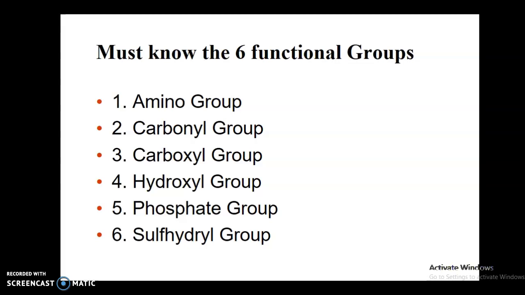So we have an amino group, carbonyl, carboxyl, hydroxyl, phosphate, and sulfhydryl. And so your phosphate and the sulfhydryl are the easiest of those groups to be able to identify, and you'll see in a few minutes why.